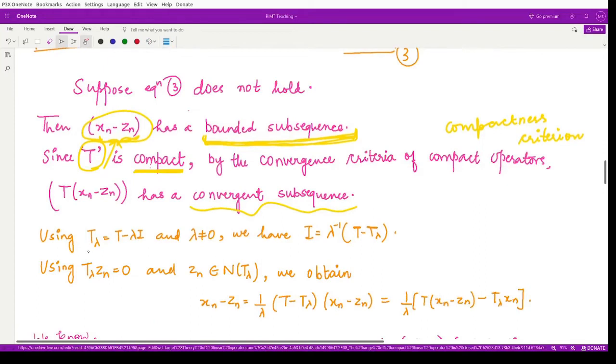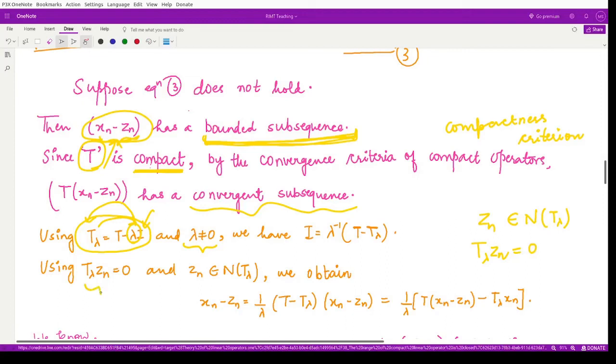Another thing, we know what T lambda is. T lambda is T minus lambda I, where lambda is some complex number not equal to 0. Using this expression, we can extract the identity operator I. We shift terms to one side and pre-multiply both sides by lambda inverse. So we have I as lambda inverse of T minus T lambda. Again, because all of our Zn were in the null space of T lambda, whenever we apply T lambda onto Zn, it results in 0.